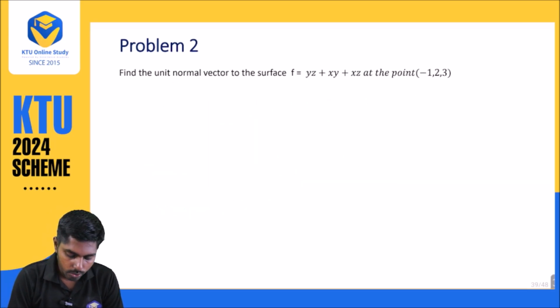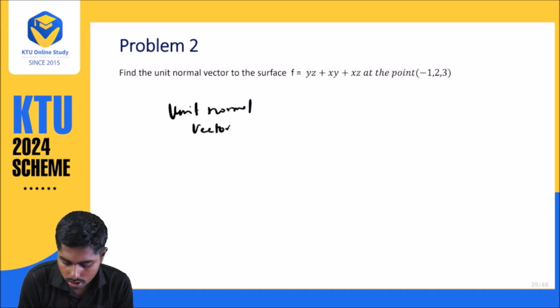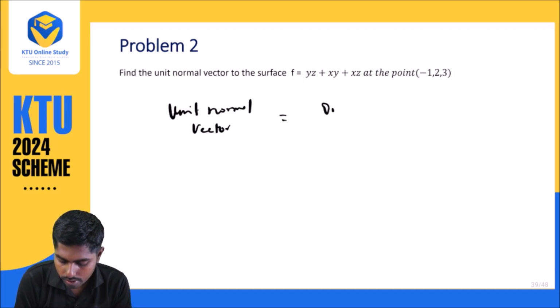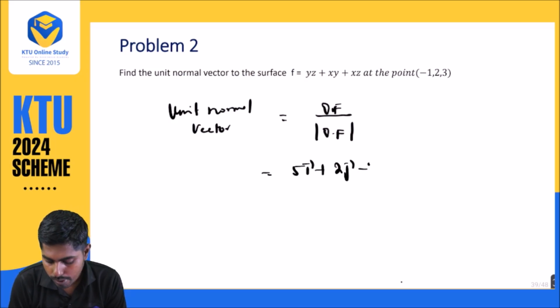So for identifying the unit vector, what is its formula? Unit normal vector is nothing but grad f divided by modulus of grad f. So what is grad f? Grad f is nothing but 5i vector plus 2j vector plus k vector.